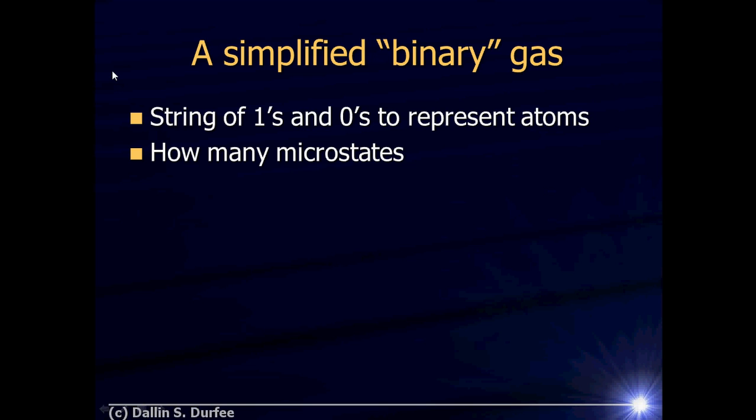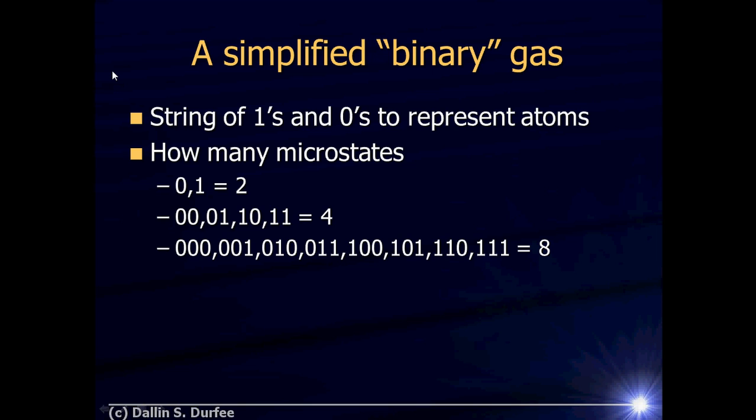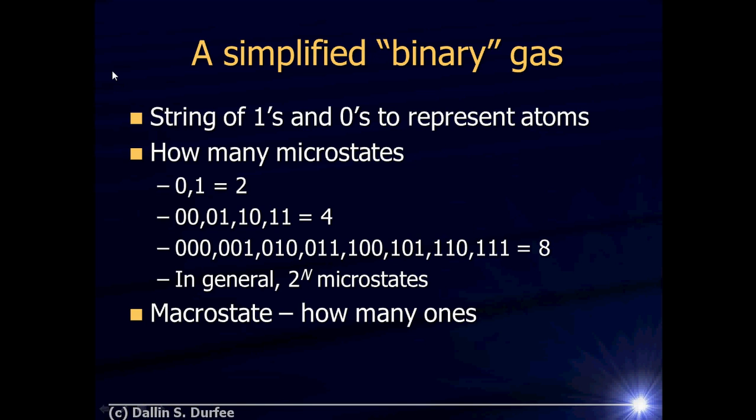Now, how many microstates does our system have? What is a microstate? It's any way I can realize a string of ones and zeros. If my system consisted of just one molecule or one digit, that digit can be either a 0 or a 1, which means there are two different microstates. If I have two digits, I have 4 different possibilities, so 4 microstates. With 3 digits representing 3 molecules, I have 8 microstates. In general, I will have 2 to the n microstates, because a binary number with n digits can represent 2 to the n different numbers.